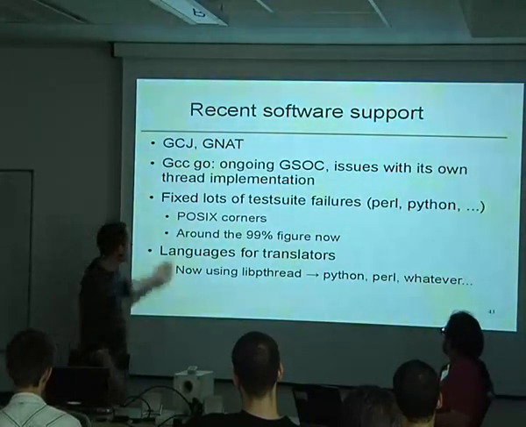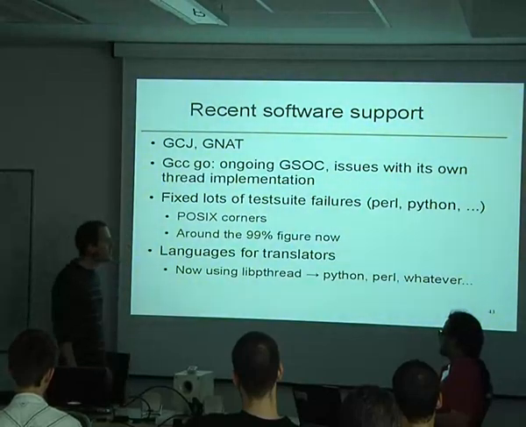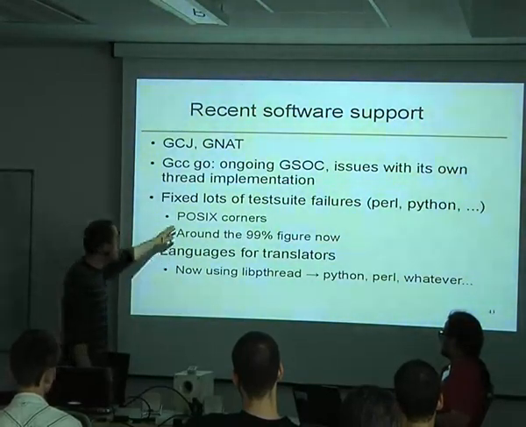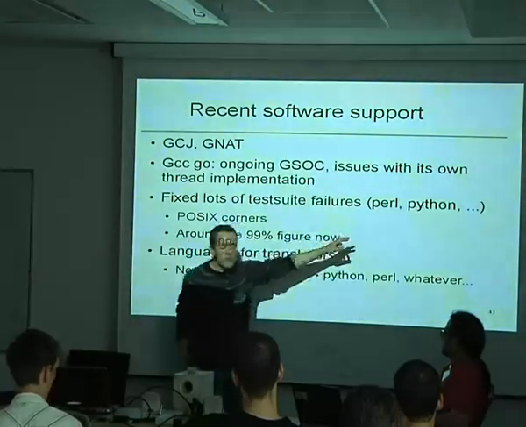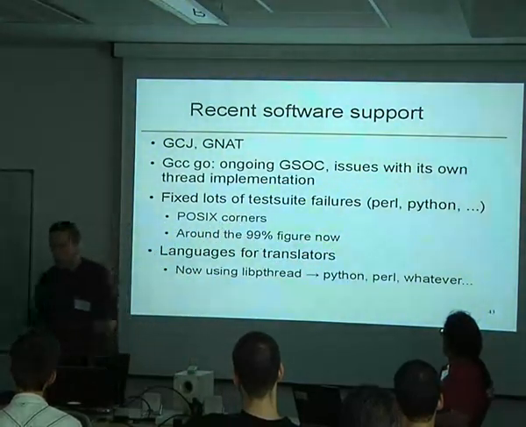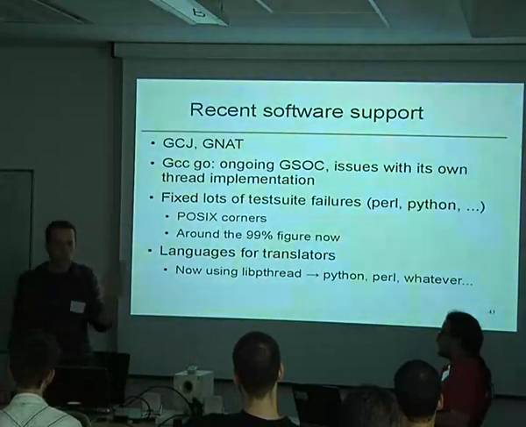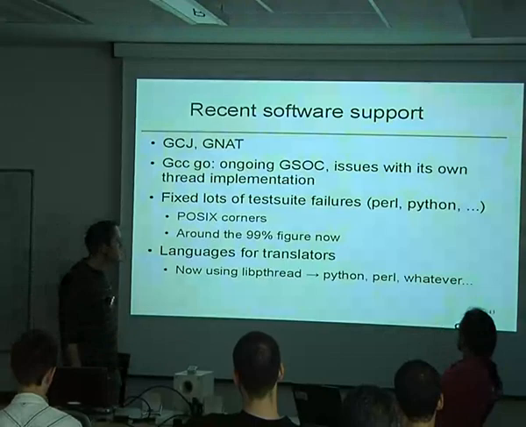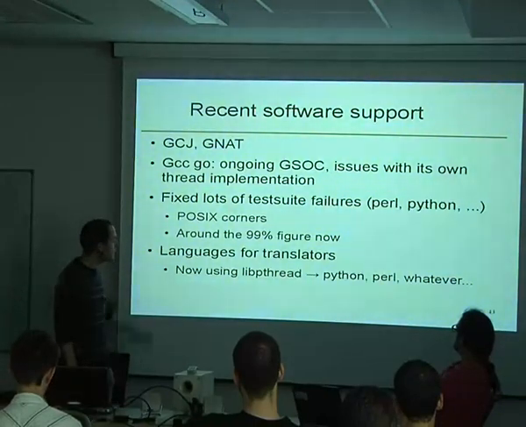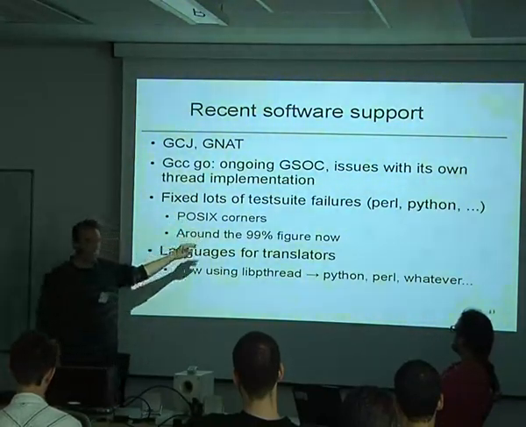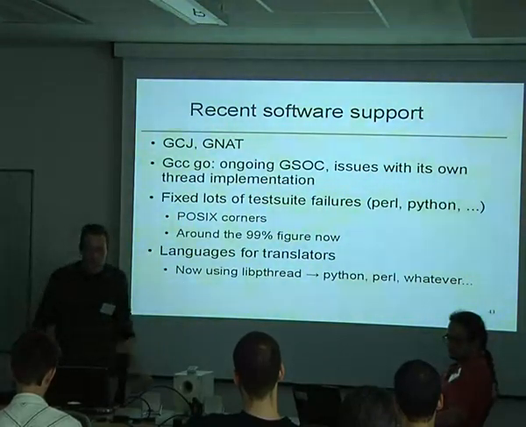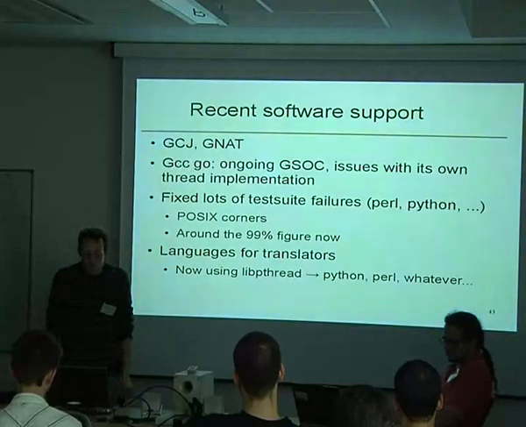We have spent quite some time fixing test suites in Perl, Python, etc., etc. So for instance, in Perl there are maybe 5 tests over 2,000, 3,000, I don't remember, which are failing. So mostly it's just POSIX corners, some details that nobody would care about except test suites. So it's quite nice.